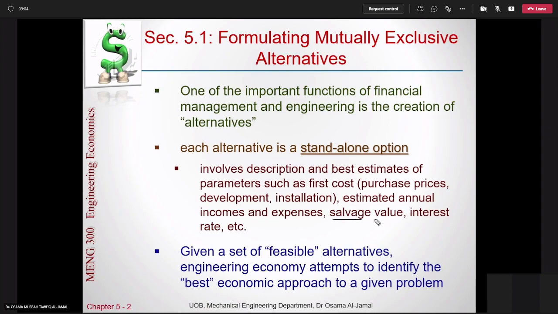Last thing, salvage. What is that salvage? End of the life of that project or equipment or device or investment. If you are going to sell that device which you paid at time 0, at that life, you are going to scrap it. You will sell it. In English, they call it salvage it. You're going to salvage it. That amount which will come to you is called salvage value.